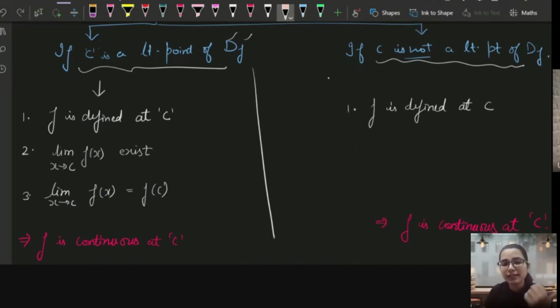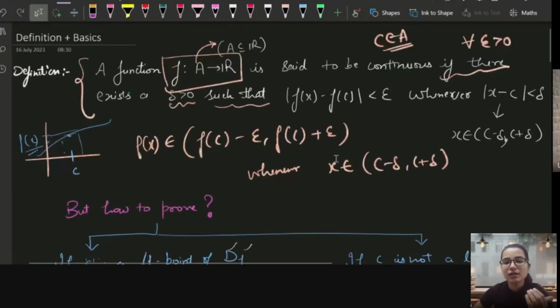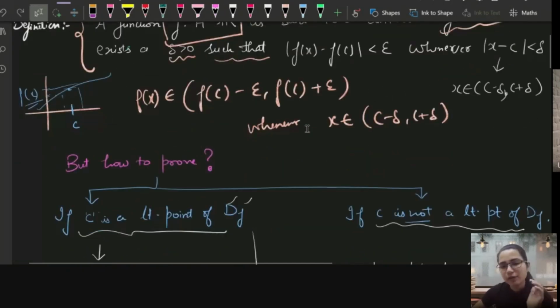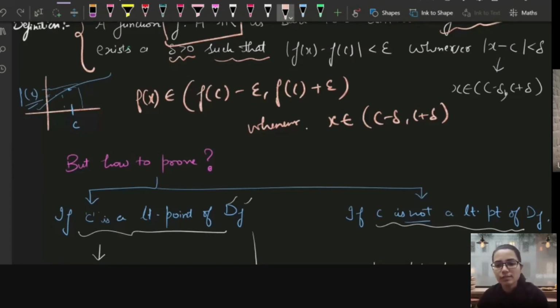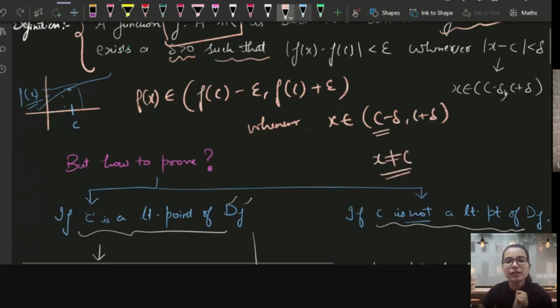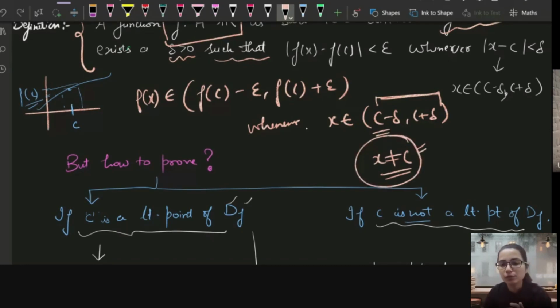First of all, to check continuity at any point, your function needs to be defined at that point. Remember the idea I shared in the last class. You were there or not, doesn't matter, let me share the idea again. When you were checking for the limit of a function, you said that you will not include C. You said that x will not be equal to C. But here, while checking continuity, your x can be in the neighborhood of C or it can be equal to C. Specifically for limits, x should not be equal to C, because we are talking about the neighborhood of that point.